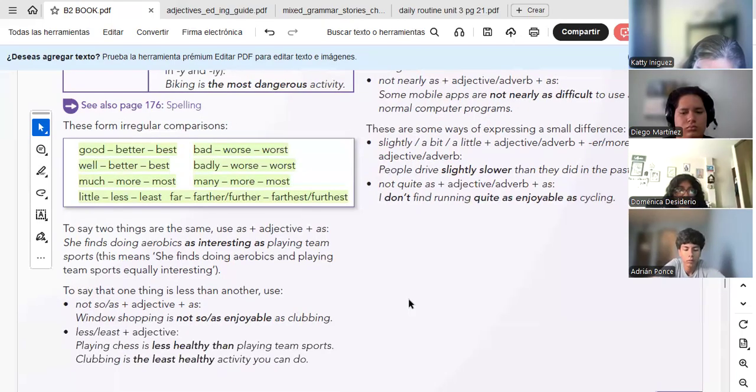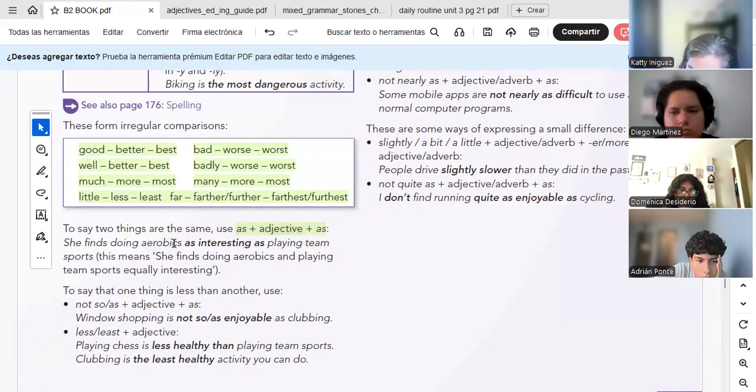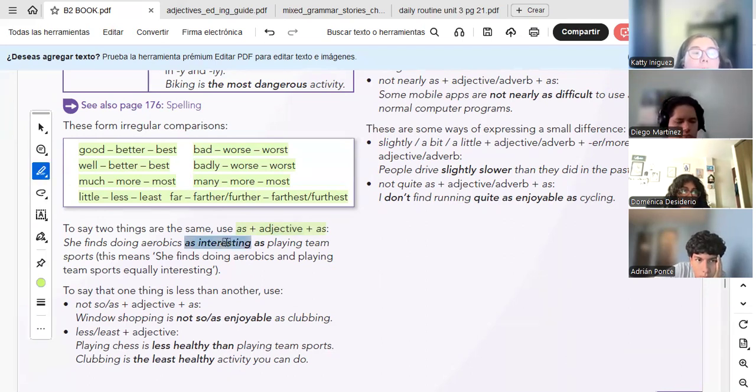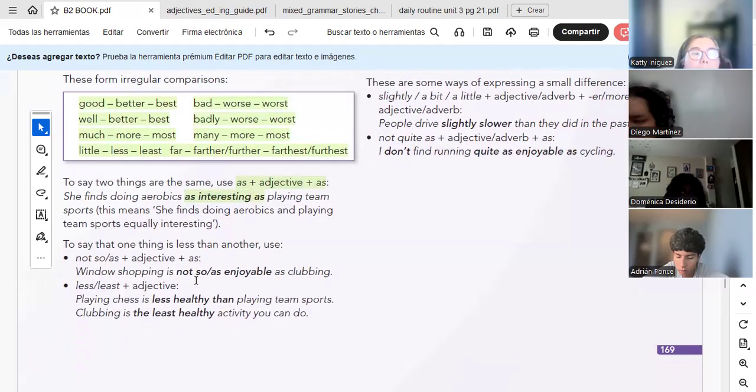So to say two things are the same, equality, we use as plus adjective plus as. As, tan como. She finds doing aerobics as interesting as playing team sports. As plus adjective plus as. This means she finds doing aerobics and playing team sports equally interesting. The igualdad, right?